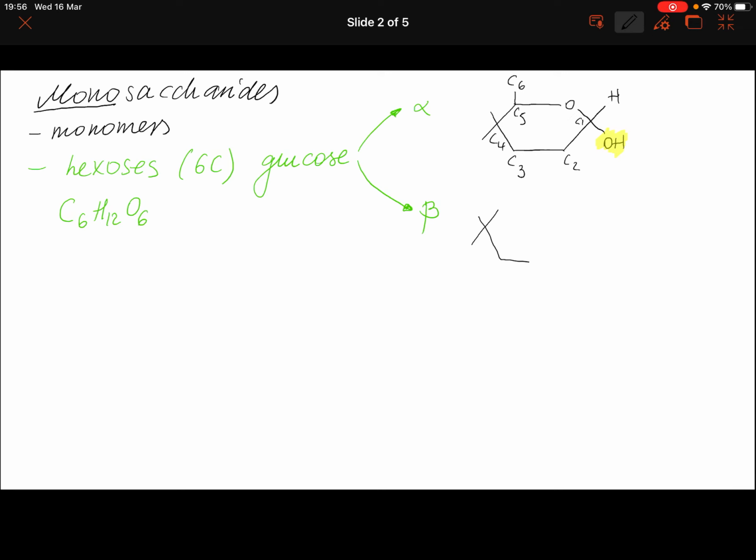In contrast, beta glucose at the position of carbon number 1 will have the OH group on the top of it and hydrogen at the bottom. So those are the main differences between alpha and beta glucose. It's really important you remember this because for the next groups, when we look into polysaccharides, that will make a lot of difference in the structure of certain polysaccharides.